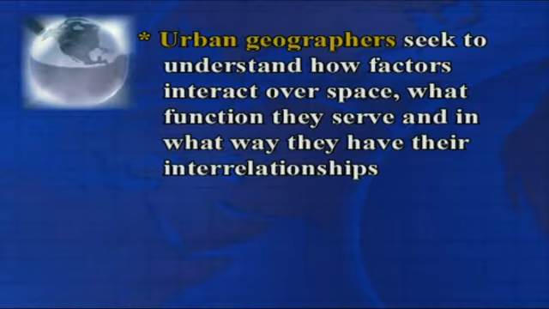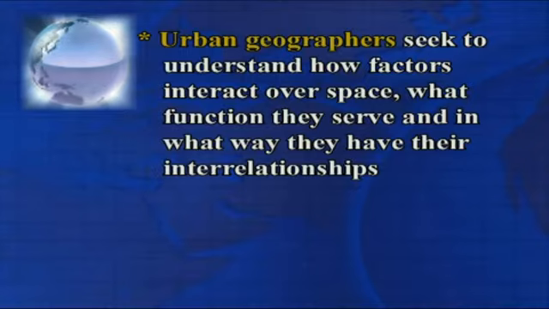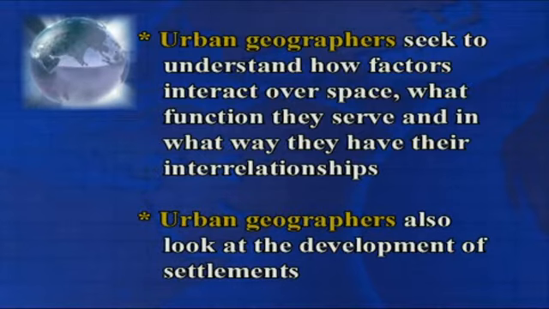Urban geographers seek to understand how factors interact over space, what functions they serve and in what way they have their interrelationship. Urban geographers also look at the development of settlements. Therefore, it involves planning, city expansion and improvements. Urban geography attempts to account for the human and environmental impacts of the change. Urban geography focuses on the city in the context of space throughout the countries and continents.